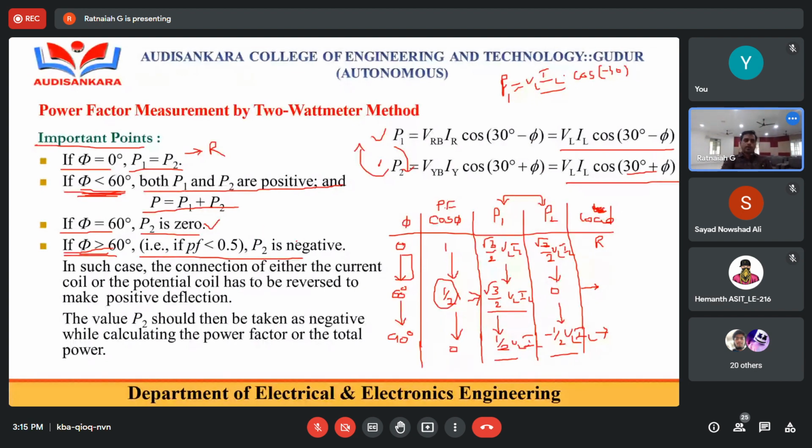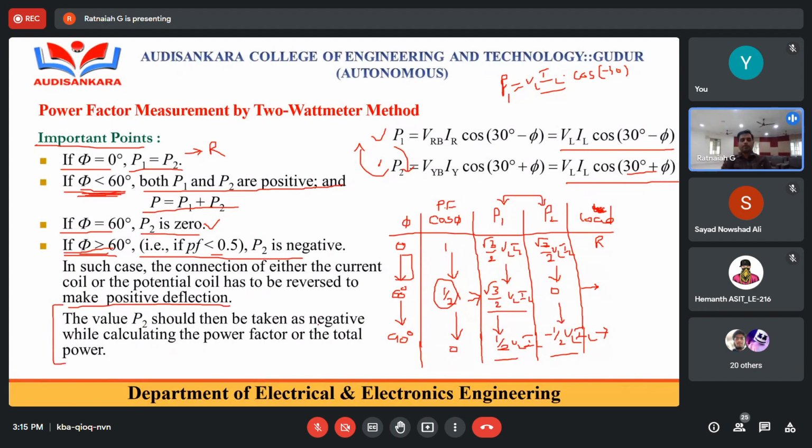So therefore, for phi greater than 60 degrees, that is power factor less than 0.5, the P2 is negative. In such a case, the connection of either the current coil or the potential coil is to be reversed to make the positive deflection. So the value of P2 should then be taken as negative while calculating the power factor of total power. This analysis we have to remember while doing the problem.